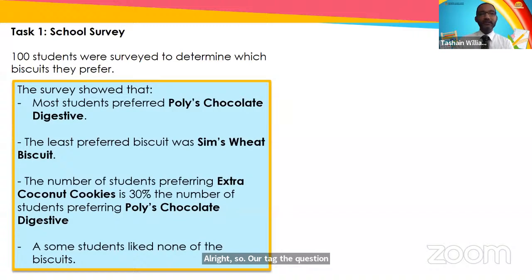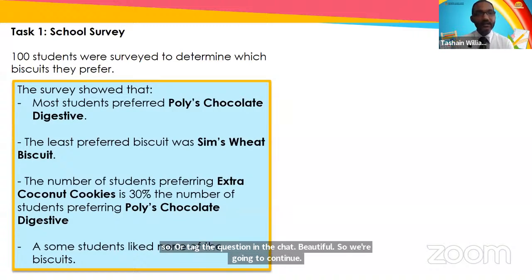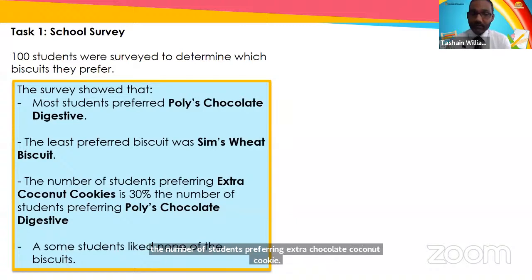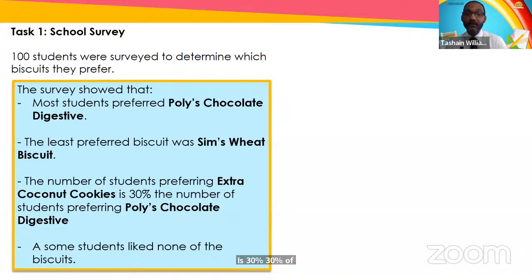Beautiful. So we're going to continue. Most students preferred Polly's chocolate digestive, but the least preferred biscuit in the survey was Sim's wheat biscuit. I don't like wheat biscuit either. I believe the least persons chose Sim's wheat biscuit. But then again, the survey showed, boys and girls, that the number of students preferring extra chocolate coconut cookie is 30% of those students who prefer Polly's chocolate digestive. A lot of information in this one.